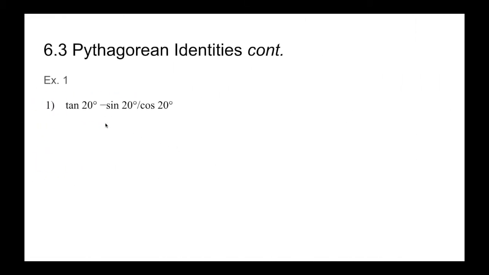Finally, we can insert numbers into the Pythagorean identities problems. In the last problem, tan 20 degrees minus sine 20 degrees over cosine 20 degrees, we can convert the tan 20 degrees into sine 20 over cosine 20. Then we can subtract, and it equals 0.